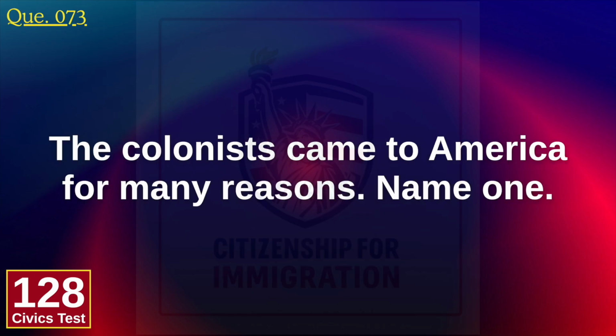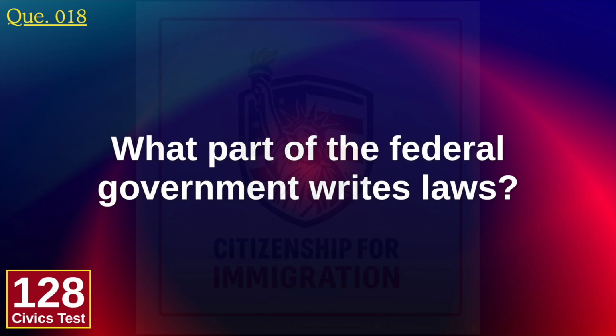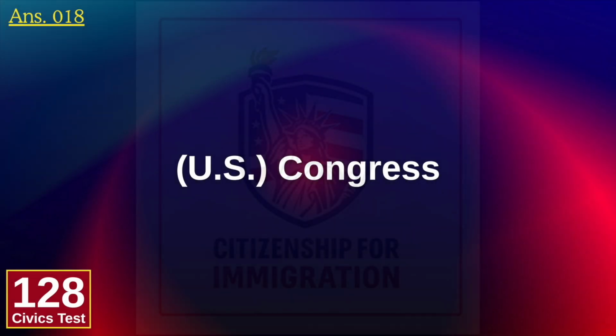The colonists came to America for many reasons. Name one. Freedom. What part of the federal government writes laws? U.S. Congress.